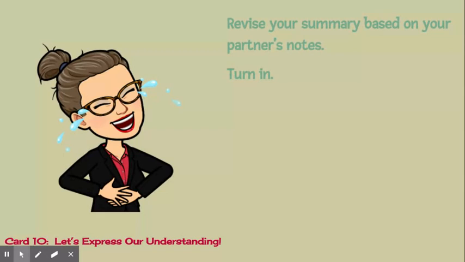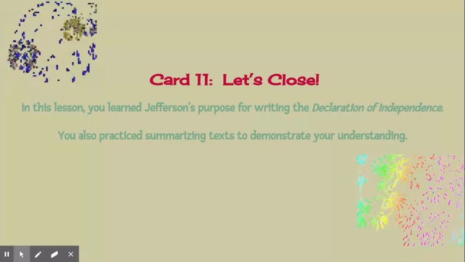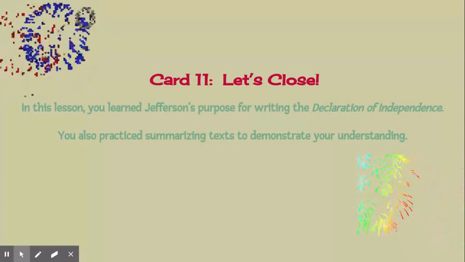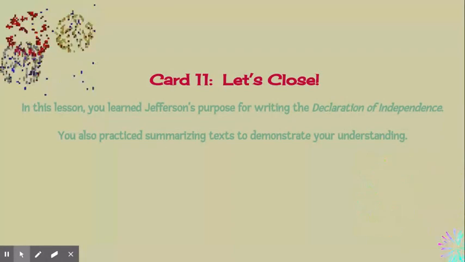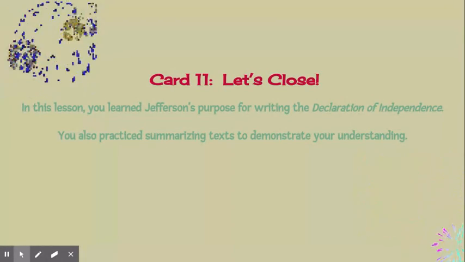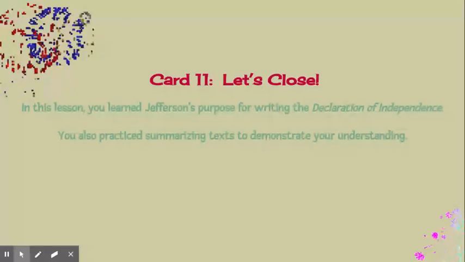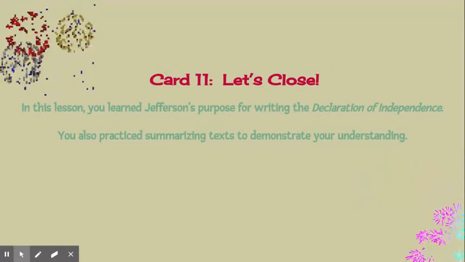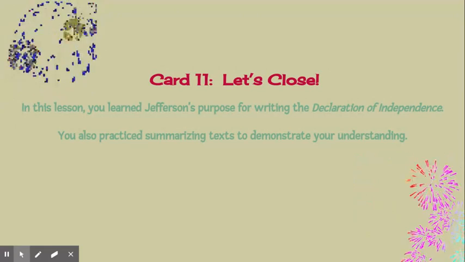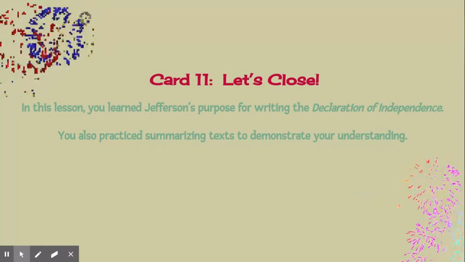But to close out our lesson, congratulations! You have completed Lesson 3 of the Hope, Despair, and Memory unit. In this lesson, you learned Jefferson's purpose for writing the Declaration of Independence. You also practiced summarizing text to demonstrate your understanding.